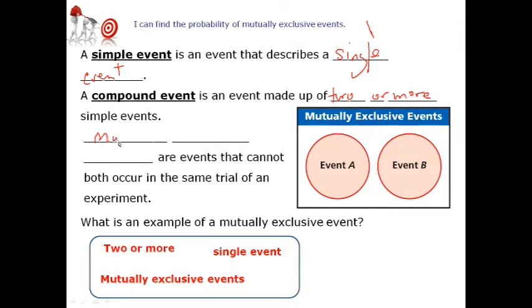Mutually exclusive events are events that cannot both occur at the same time or the same trial of an experiment. So if you look over here, mutually exclusive event, either you have event A or event B. There's no overlap whatsoever. Can you think of an example of a mutually exclusive event? So you might say flipping heads and flipping tails on a coin. So you can have heads, you can have tails, but you can't have both. Those are mutually exclusive events.